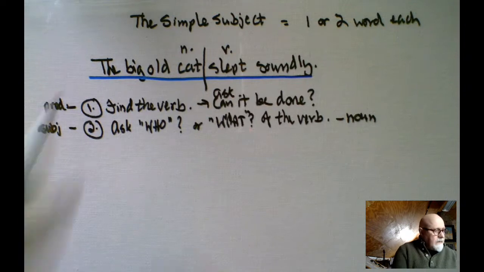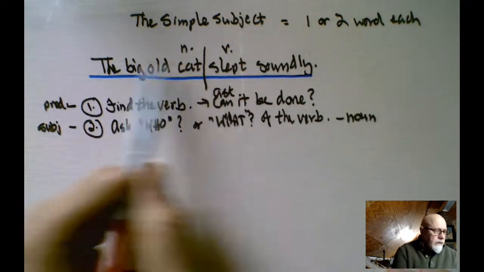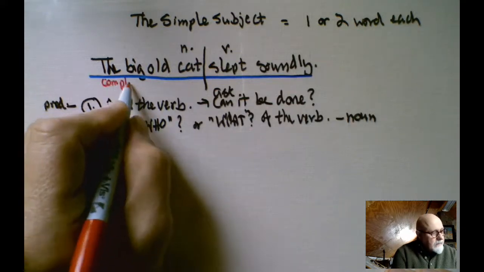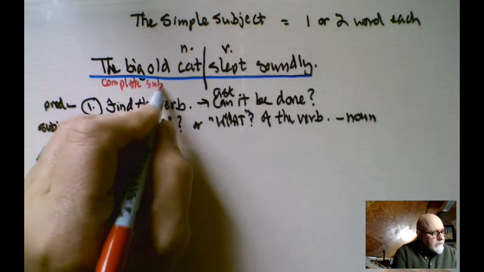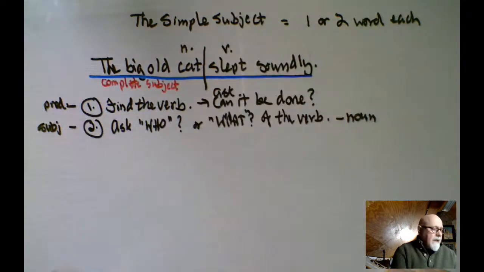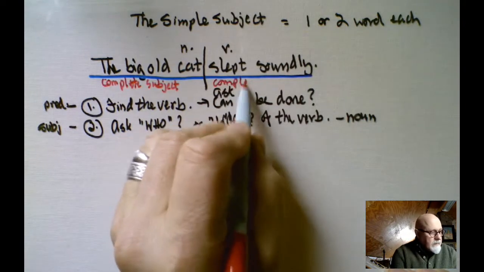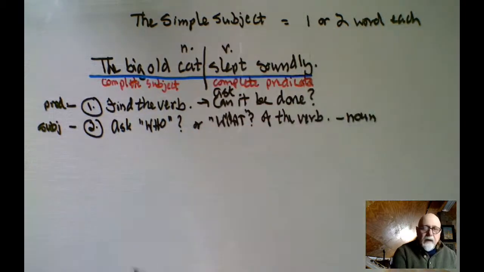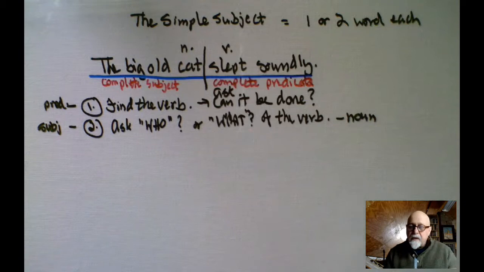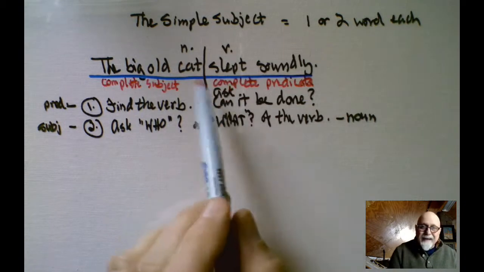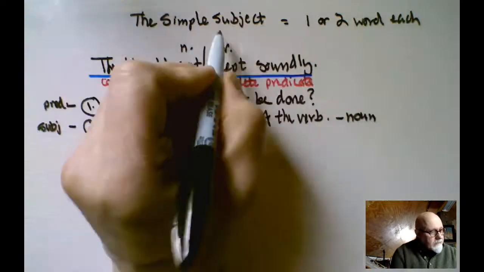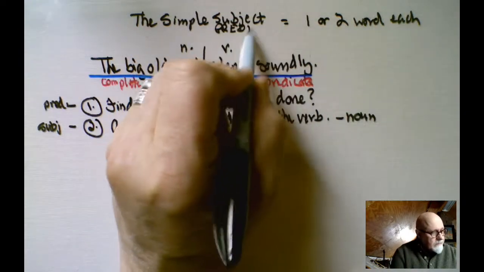I also know that the noun and all the words that go with it are the complete subject, so I'll just write complete subject under it, and that's what it is. And this must be the complete predicate. Basically, every sentence is a thought, and every thought has somebody doing something or being something. In this case, this has a cat sleeping. And so, basically, that's the simple subject and the simple predicate. So we're doing both the simple subject and the simple predicate in this little lesson.